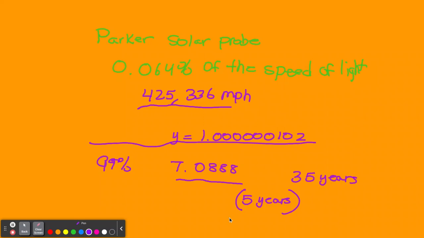So if you went 99% the speed of light for 5 years, wherever you were going, you came back, let's say you were 30. Now you think you're 35. But all your friends, they're 30 years older. So now they're in their 60s, and you're still a young 35. All right. That's our video today. Ponder that.